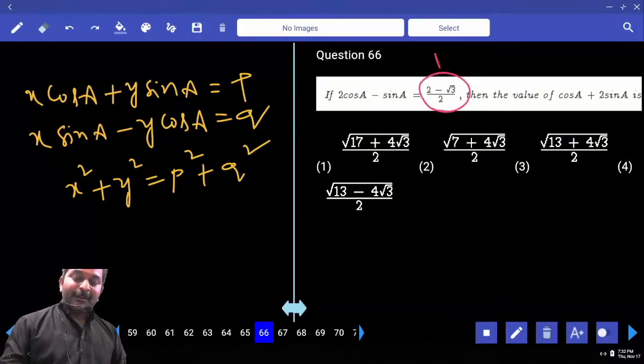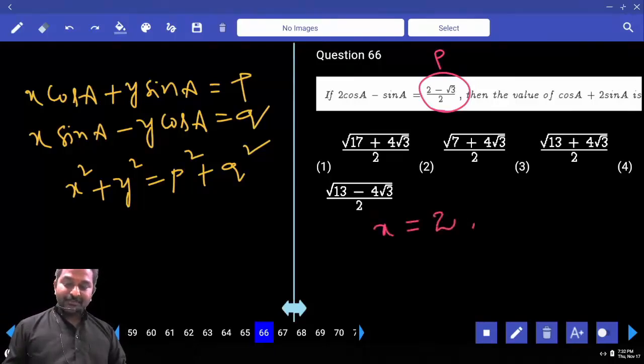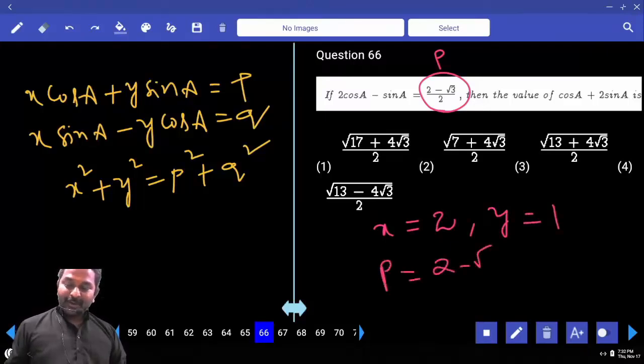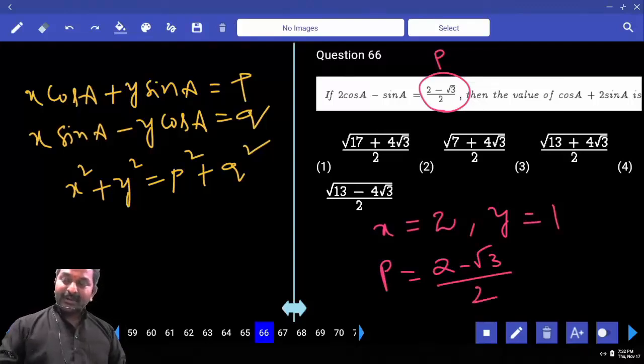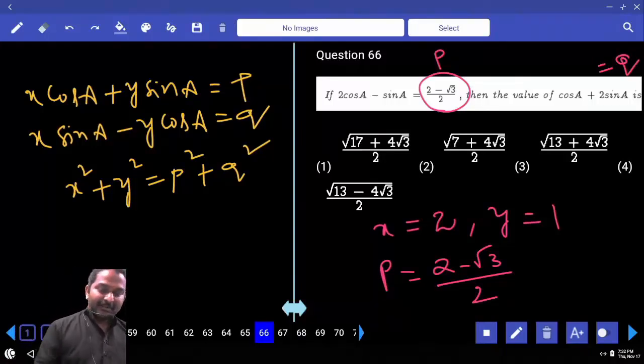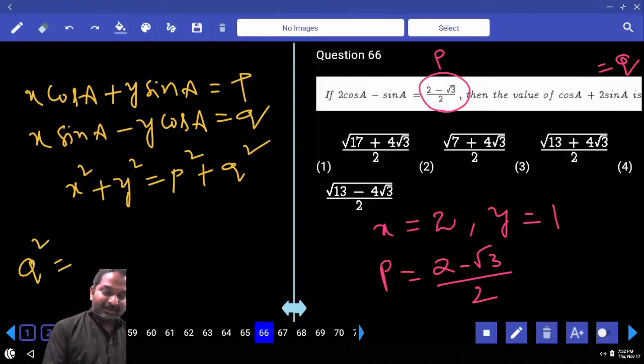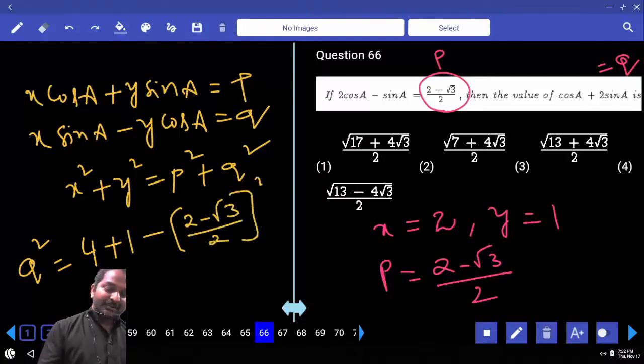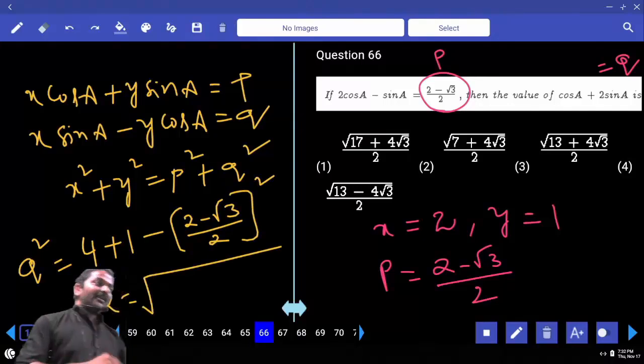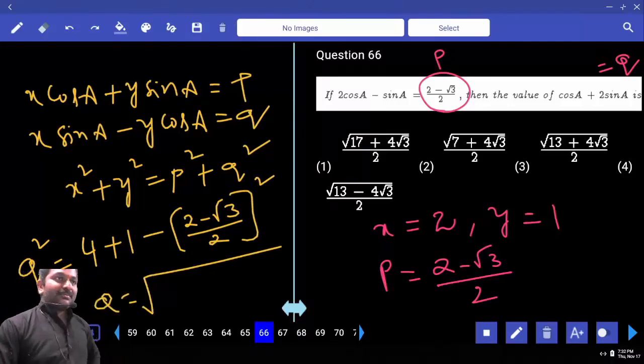If this is equal to P, what is the x value? 2. What is the y value? 1. What is the P value? 2 minus root 3 by 2. Cos A plus 2 sin A is equal to Q. Got it? From that, Q square is equal to x square 4 plus y square 1 minus P square, 2 minus root 3 by 2 whole square. Again, you need to calculate the Q value here. This is the other approach.